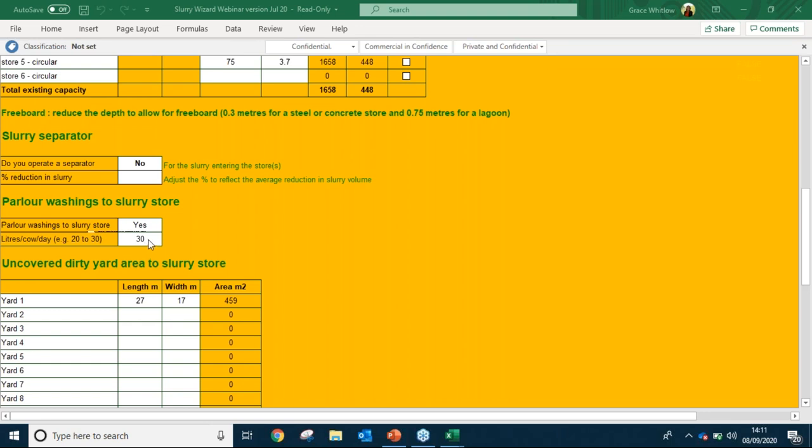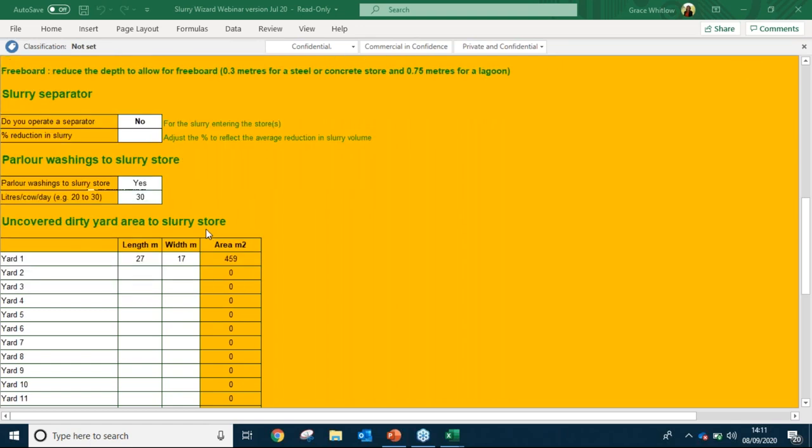And the volume of that is identified as 30 litres per cow per day. And that would represent a volume washer on a typical twice a day milking situation. 20 litres per cow per day might be more typical for a pressure washer perhaps, but that of course can be altered if information relevant to the farm is known. Okay, so that's parlor washings.